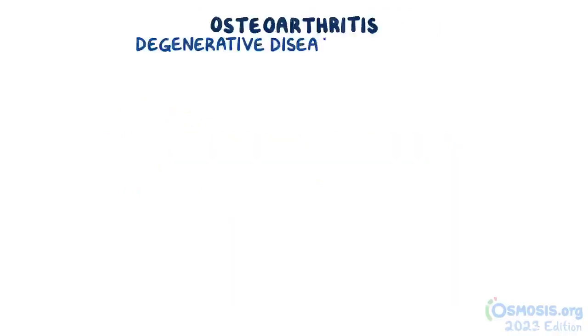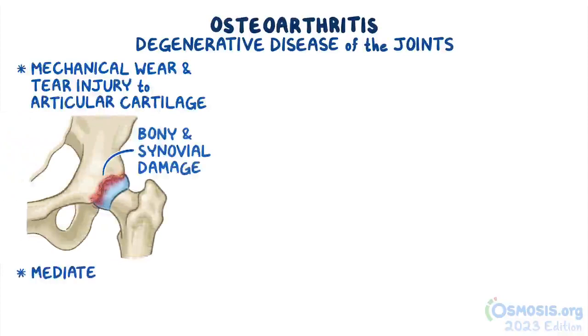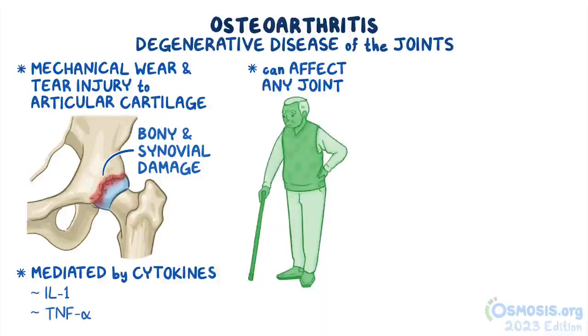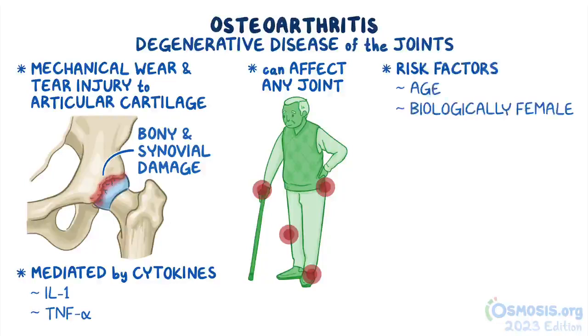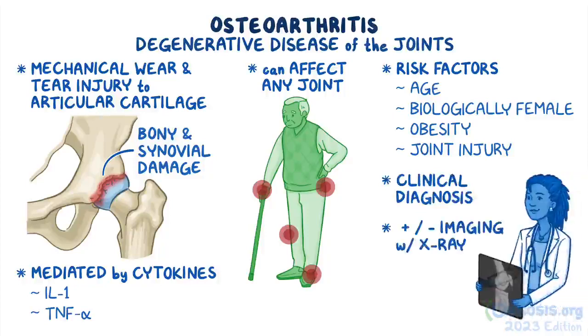Osteoarthritis is a degenerative disease of the joints, characterized by mechanical wear and tear injury to articular cartilage, resulting in bony and synovial damage. This chronic inflammatory process is mediated by cytokines such as interleukin-1 and tumor necrosis factor alpha, and can affect any joint, but it most commonly affects the knees, hips, hands, and feet. Important risk factors for osteoarthritis include age, being biologically female, obesity, and joint injury. Now, in most cases, osteoarthritis is a clinical diagnosis, but sometimes imaging with X-ray might be needed if the diagnosis is not clear.